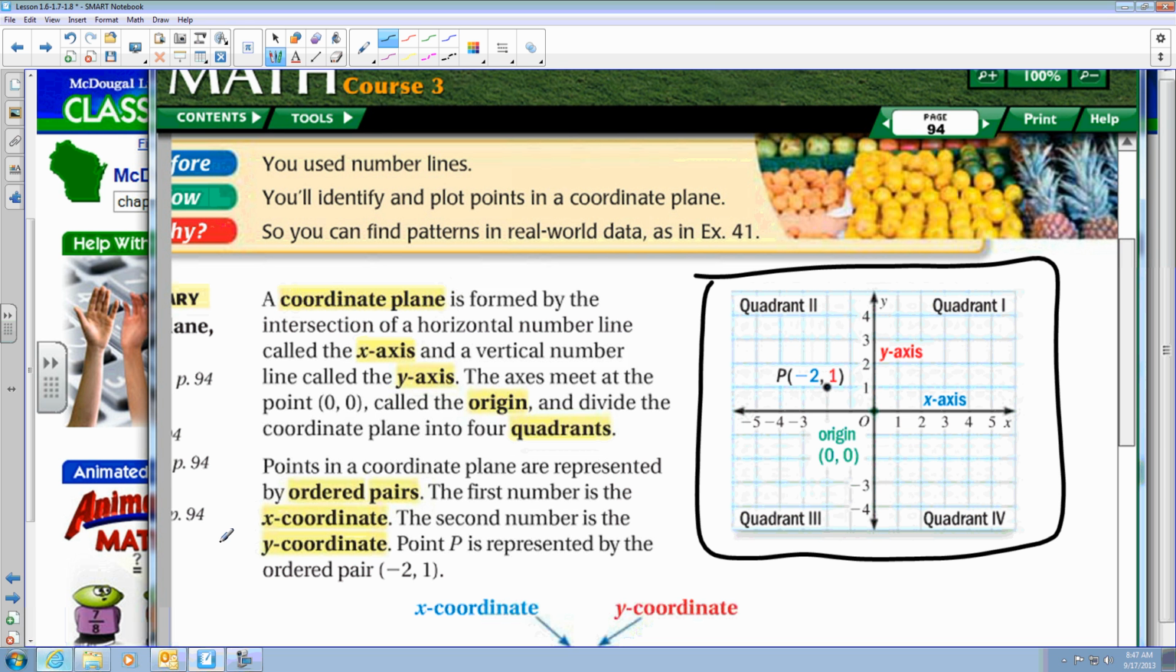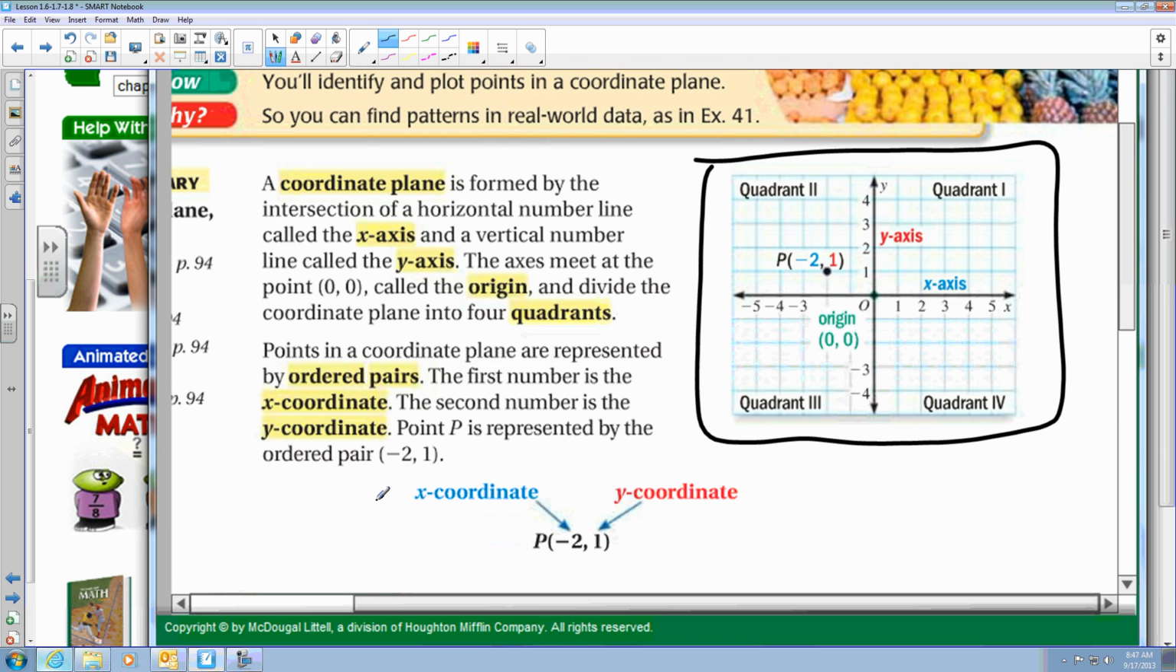The first number is denoted as the x-coordinate, and the second number is denoted by the y-coordinate. The example they give you in here is trying to find point negative 2, 1, which is right here. And here's how they find it. Let's take a look. Let's make a little dot at 0, 0, which is the origin. You always start at 0, 0, and then you identify where the point is.